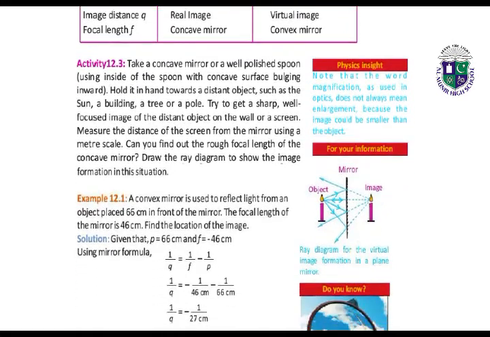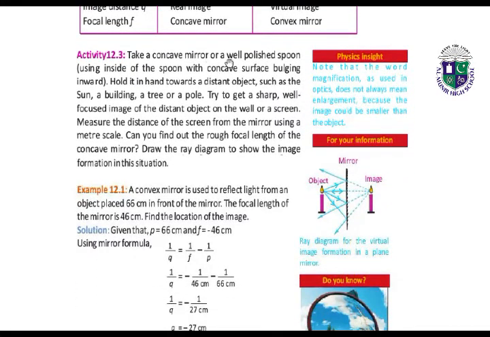Now again we have some activity. Take a concave mirror or a well polished spoon, using the inside of the spoon with the concave surface, bulging inward, hold it in hand towards a distant object such as the sun, a building, a tree or a pole. Try to get a sharp, well focused image of the distant object on the wall or a screen. Measure the distance of the screen from the mirror using a meter scale. Can you find out the rough focal length of the concave mirror? Draw the ray diagram to show the image.